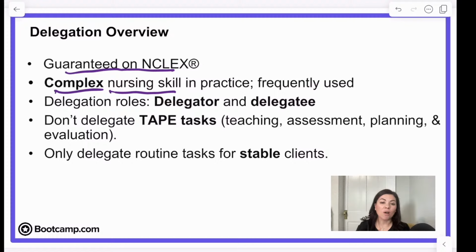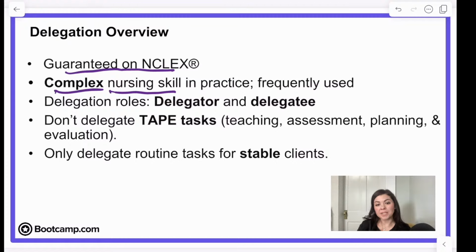And we use it all the time, and we're using it more than ever before because we know that there's always nurse staffing issues, there's more patients to be seen. So we, of course, need to know about delegation for the purposes of NCLEX, but also we really need to understand it for clinical practice to protect our patients and our license.